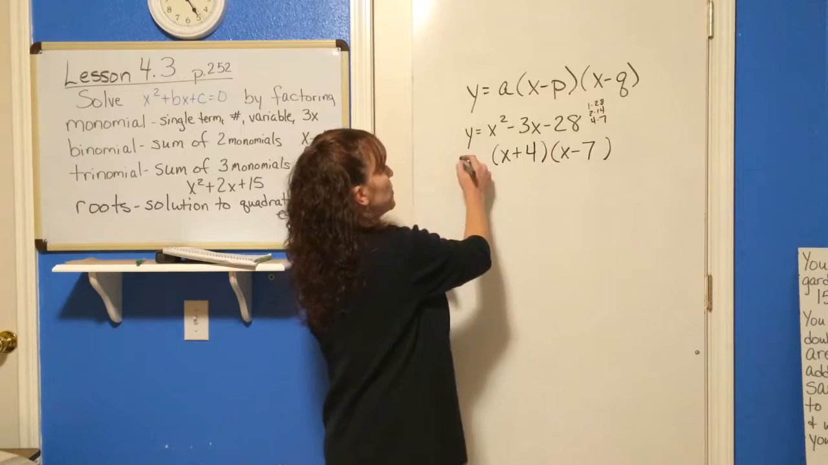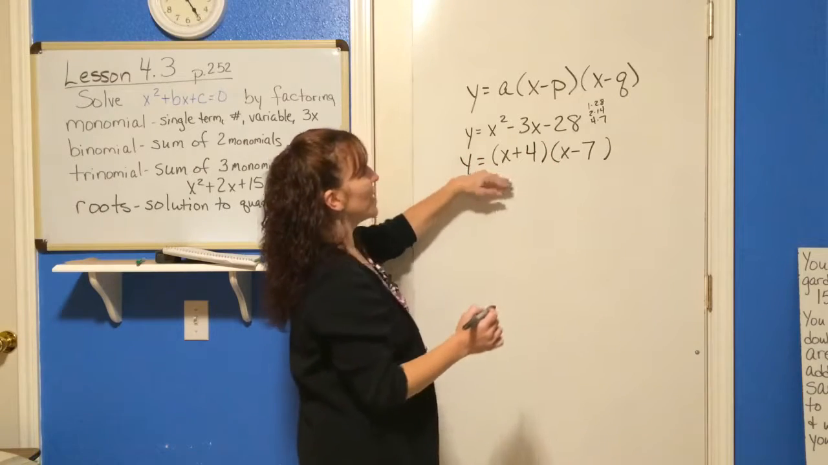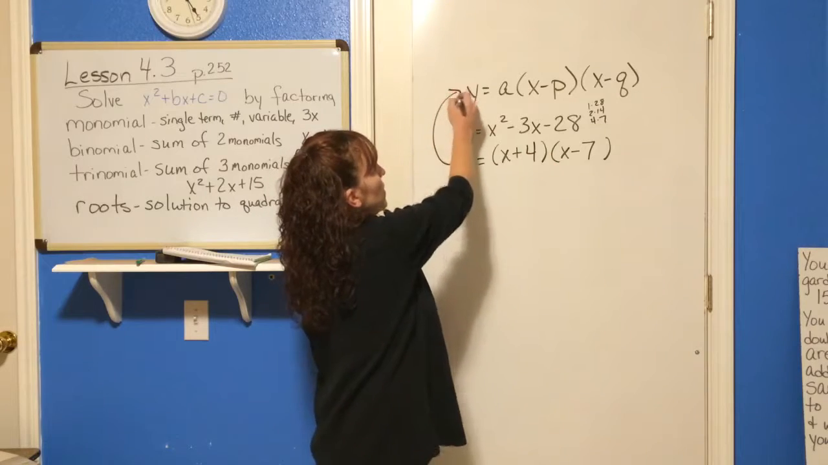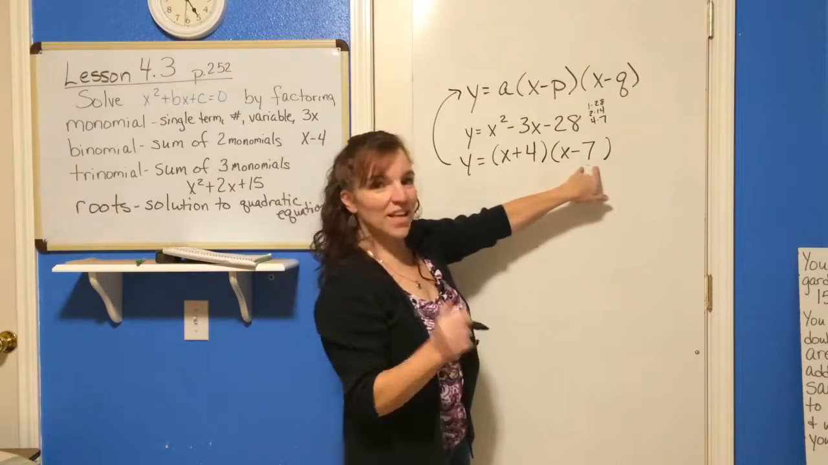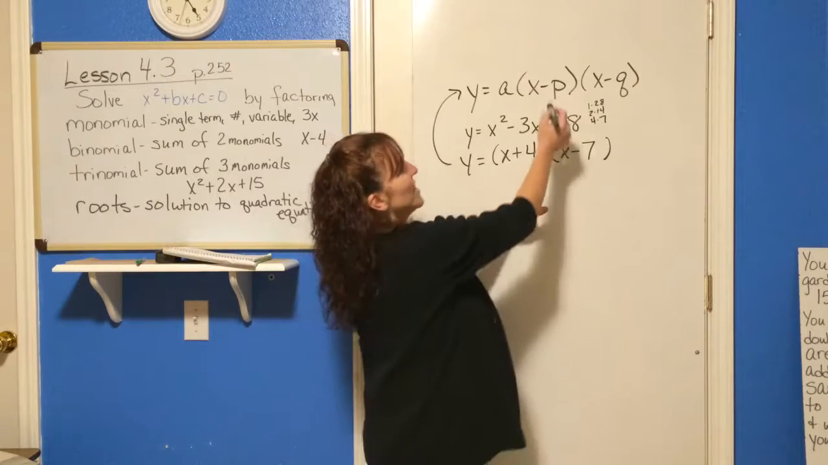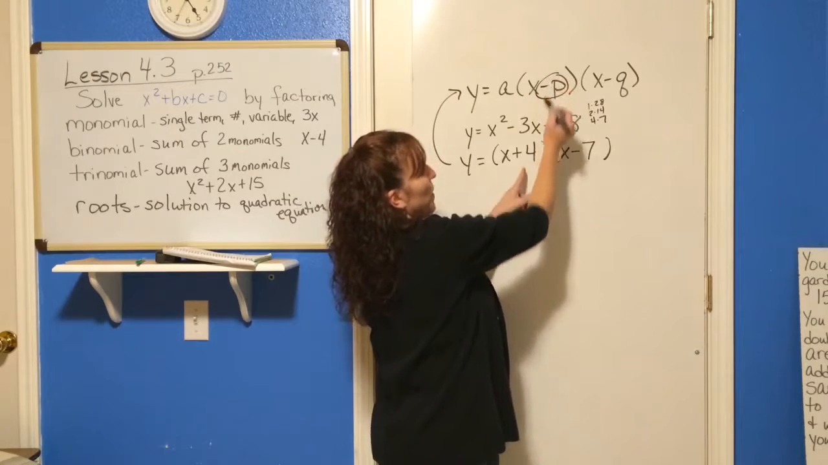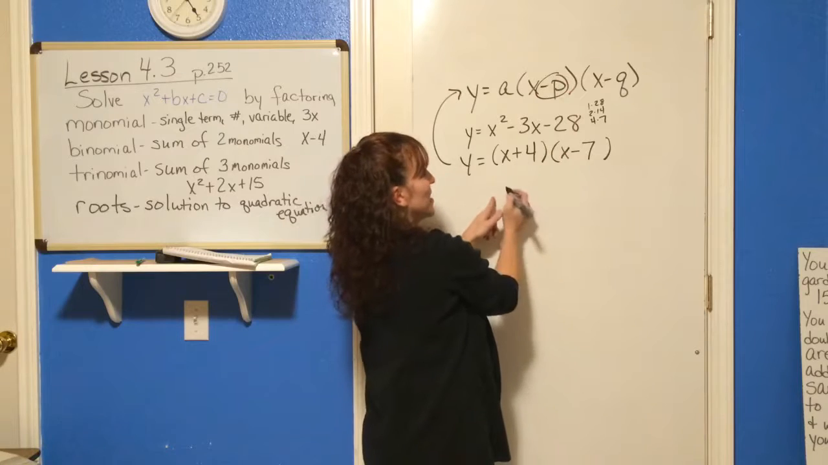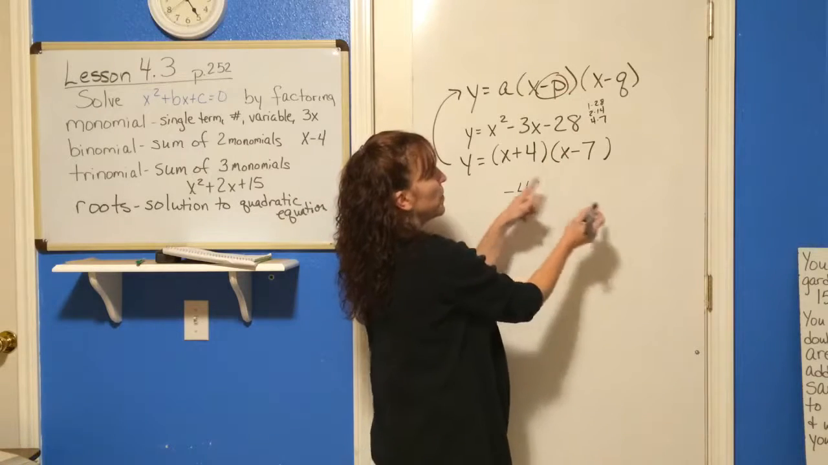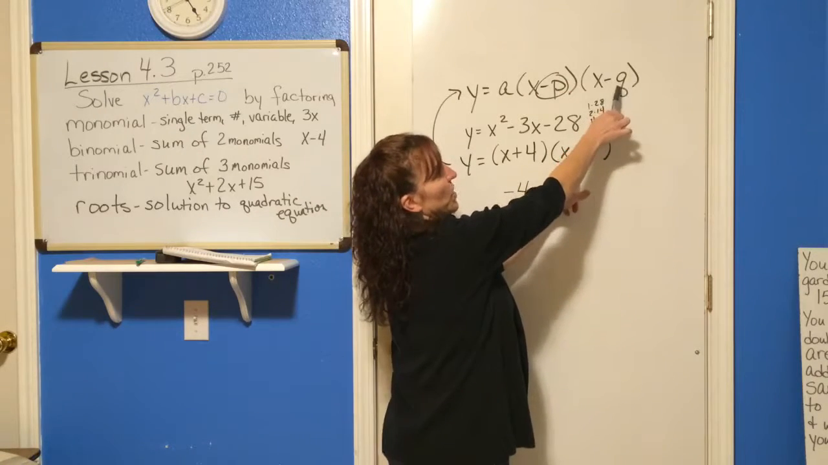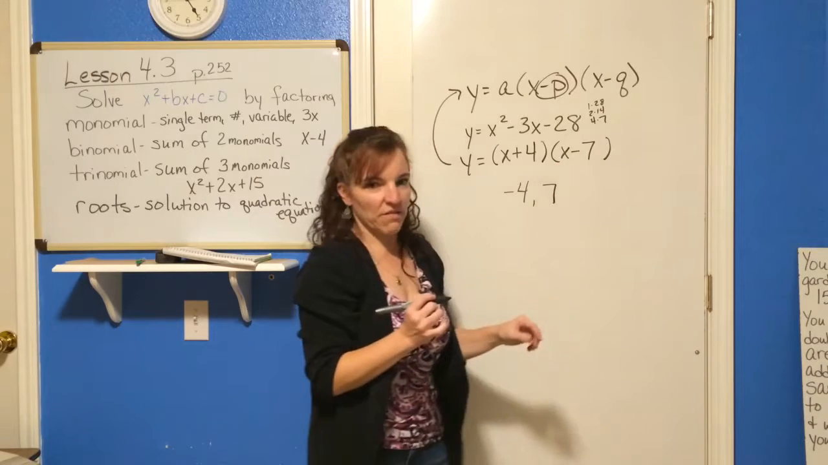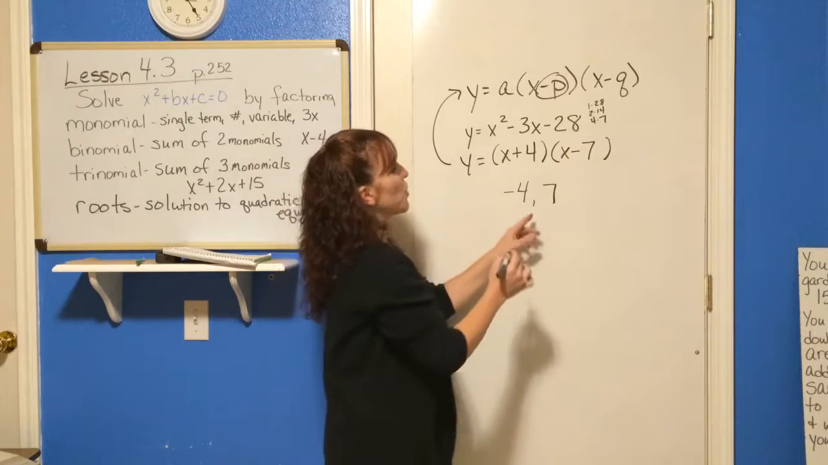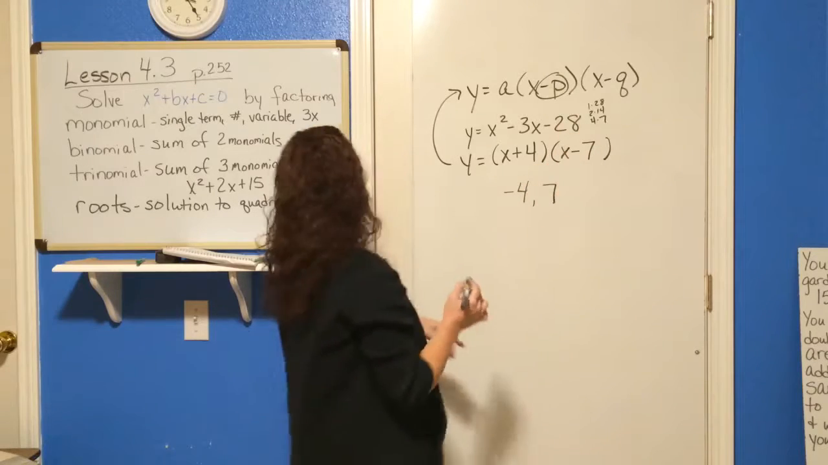So now we're in this format. Our roots are 4 and 7, but be careful because it's negative p. So the negative of a positive is negative 4. And negative q, the negative of a negative, is just positive 7. All right, so there's where our roots come from.